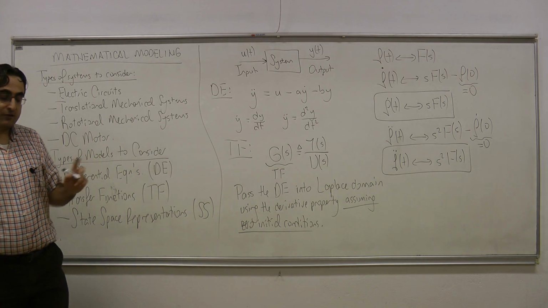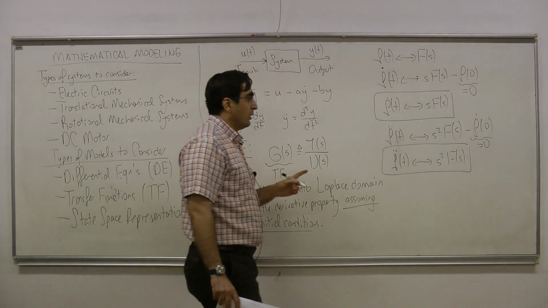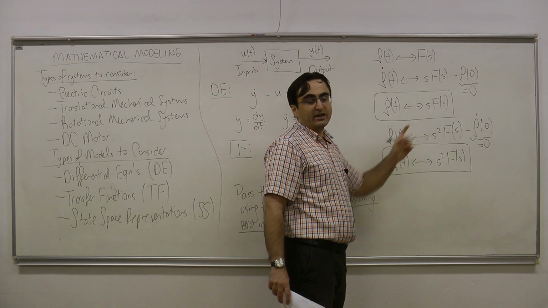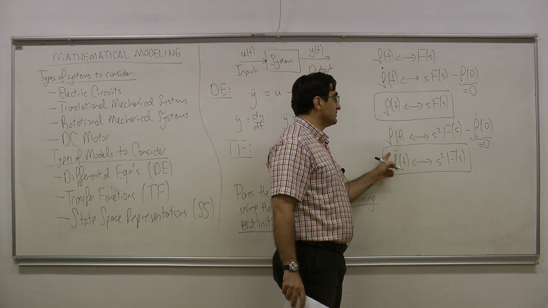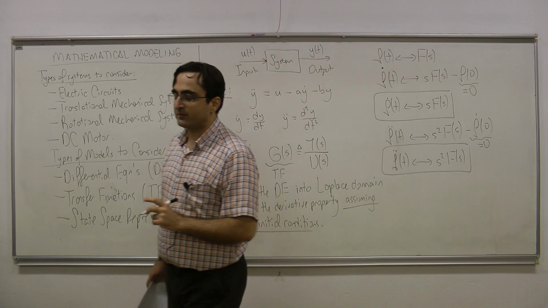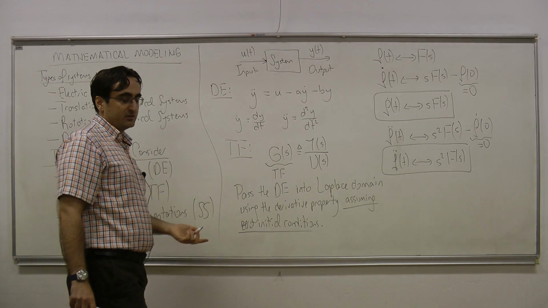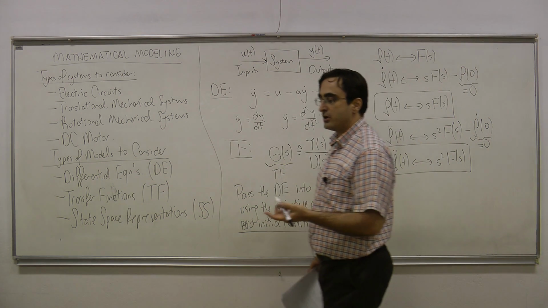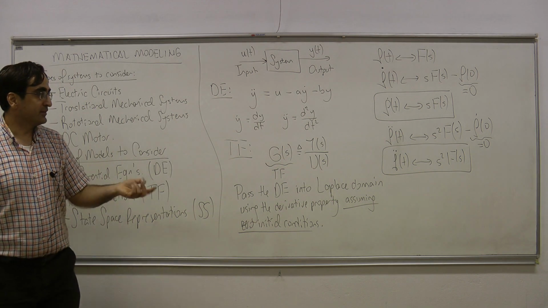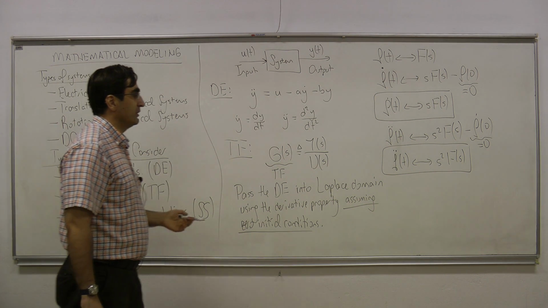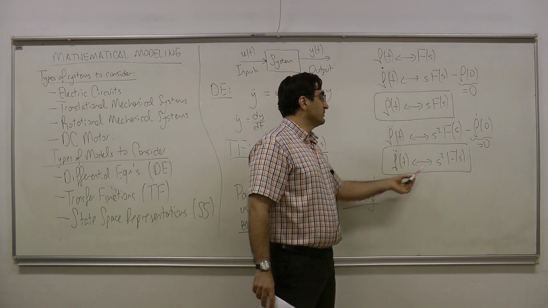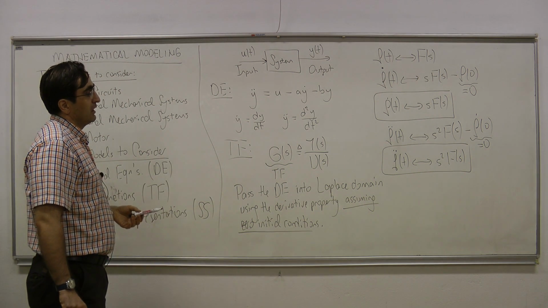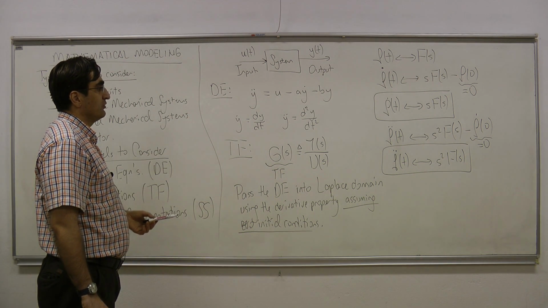So by assuming the initial conditions equal to 0, taking a derivative just means multiplication with s in the Laplace domain. Taking the double derivative means multiplication with s squared, and taking the nth order derivative means multiplication in the Laplace domain by s to the n. That is the simplicity of the Laplace transformation: all derivatives turn into multiplications with powers of s. That is why we use the Laplace transformation to represent differential equations.